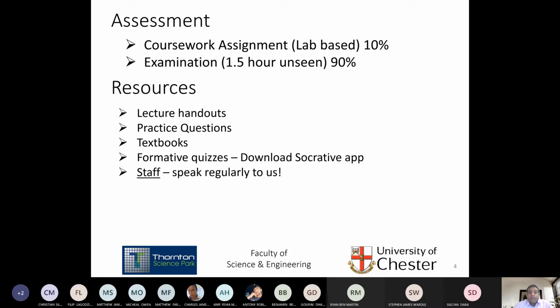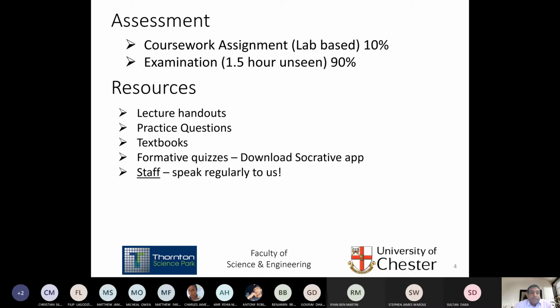So you'll get continuous feedback that will then help you when it comes to the final examination, where again questions may be based on some of these formative quizzes. So it is definitely worthwhile to attend the classes and do these formative quizzes.